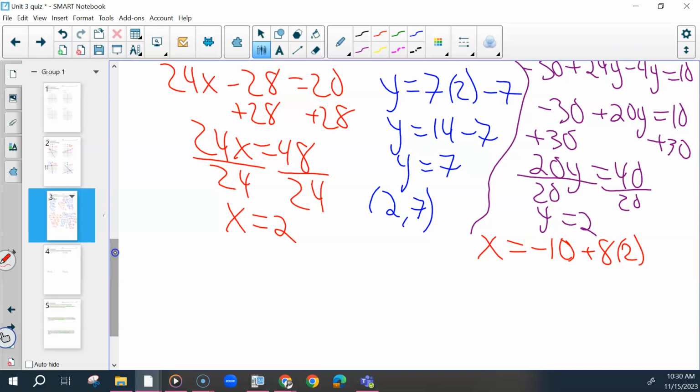So if you put that back into the equation for x, we have negative 10 plus 16, or x equals 6. So your ordered pair was 6, 2. So that one was worth 5 because you had to solve it first. Questions on any of these?